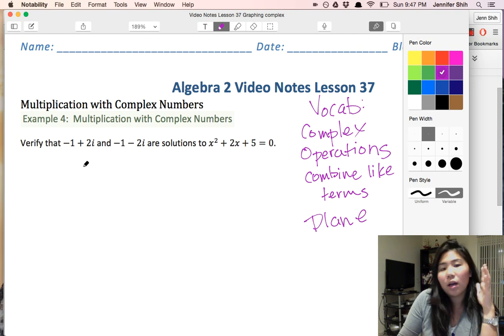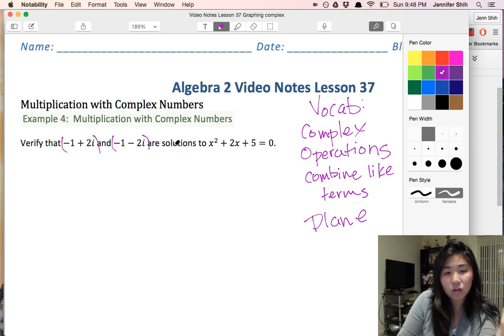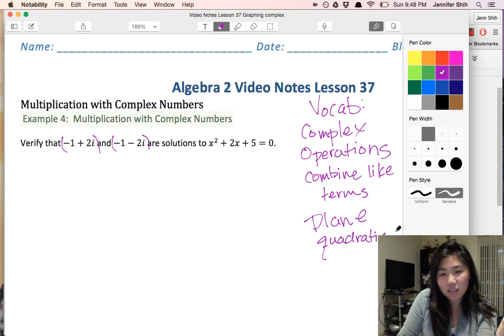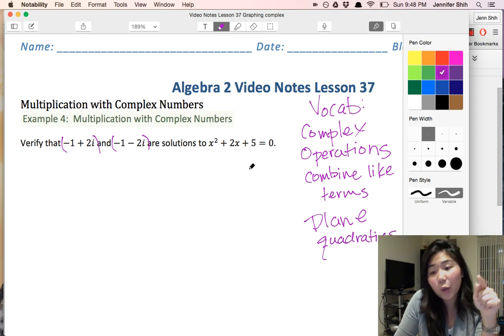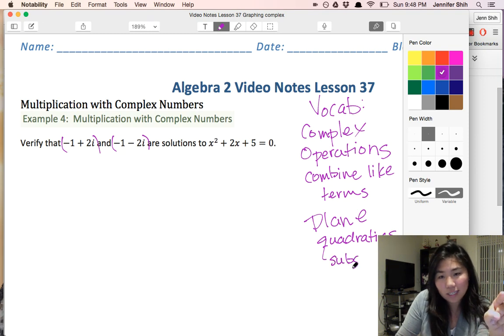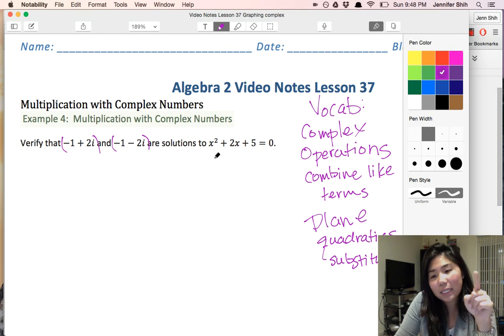So first we are going to verify that -1 plus 2i and -1 minus 2i are solutions to this quadratic. Adding that onto my vocabulary list. Okay, so what that means is that we have to substitute in our values into our quadratic, to see if indeed the left-hand side is going to equal the right-hand side.